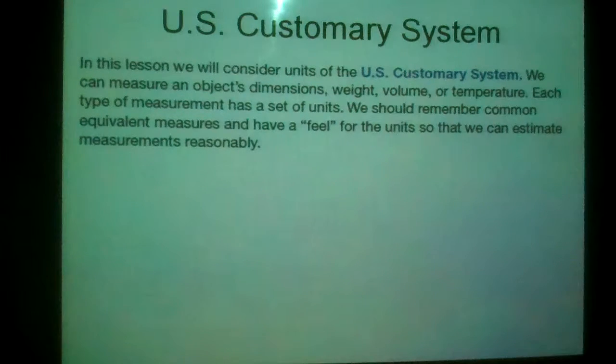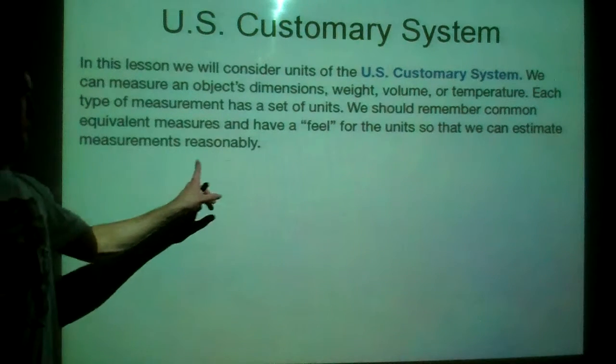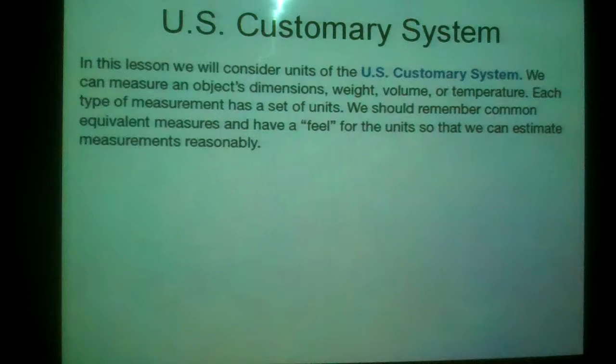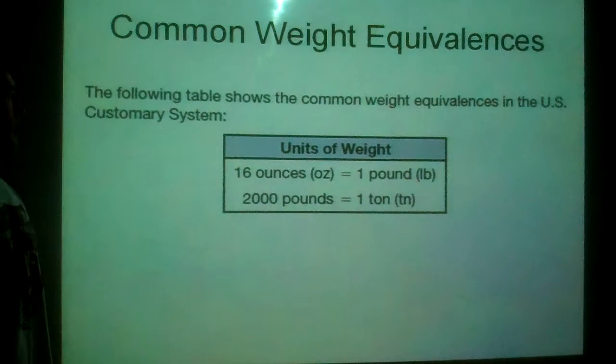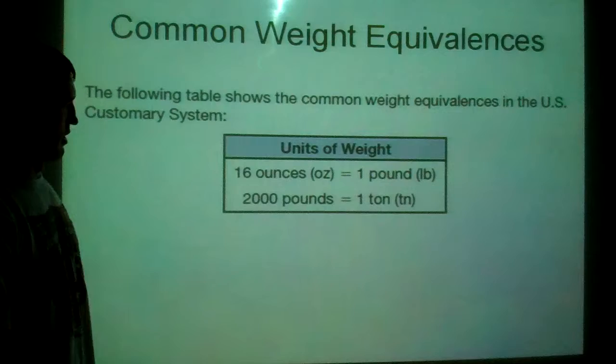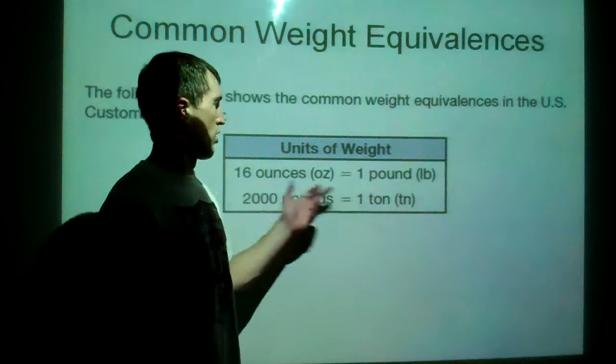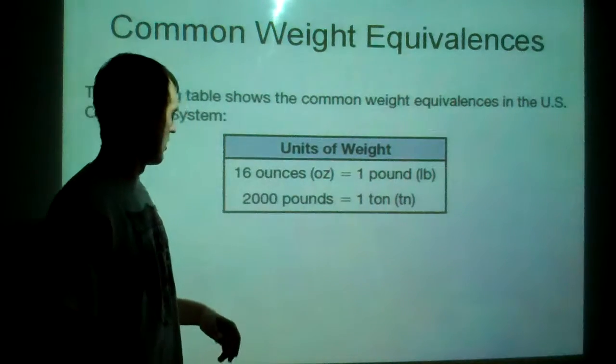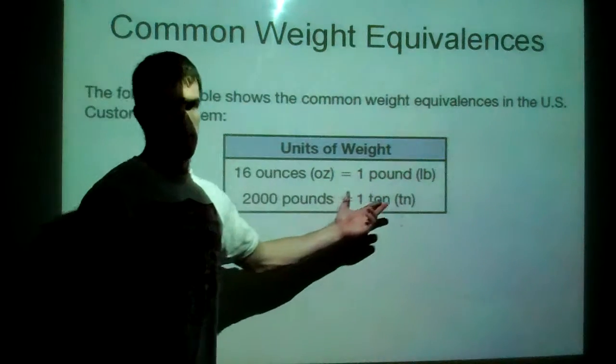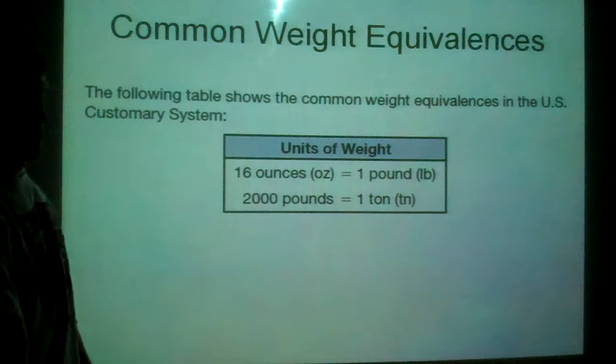So we're going to consider our U.S. customary system, and like I said, we're going to be talking about measurements of dimensions, weight, volume, temperature, some things like that. We have some common weight equivalences. The following table shows common weight equivalences for the U.S. system. 16 ounces is equal to 1 pound, so in 1 pound there are 16 ounces. 2,000 pounds is a ton, so these are the two that they wanted to bring up.